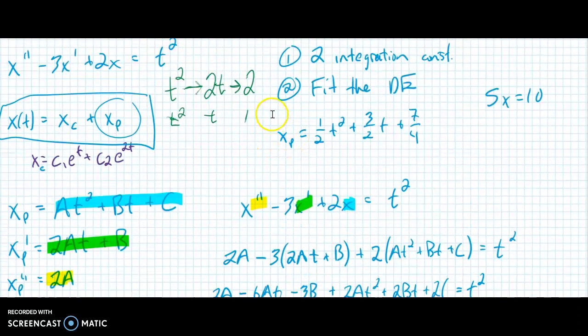What I know is that this, when pumped through this differential equation right here, is going to give me t squared, as long as I didn't mess up any of my algebra. If I add that to my xc, which is this thing, then it both fits the differential equation and it has the two integration constants, which means that it's the solution. There's only one general solution to this differential equation, with two c's, and it fits the equation.